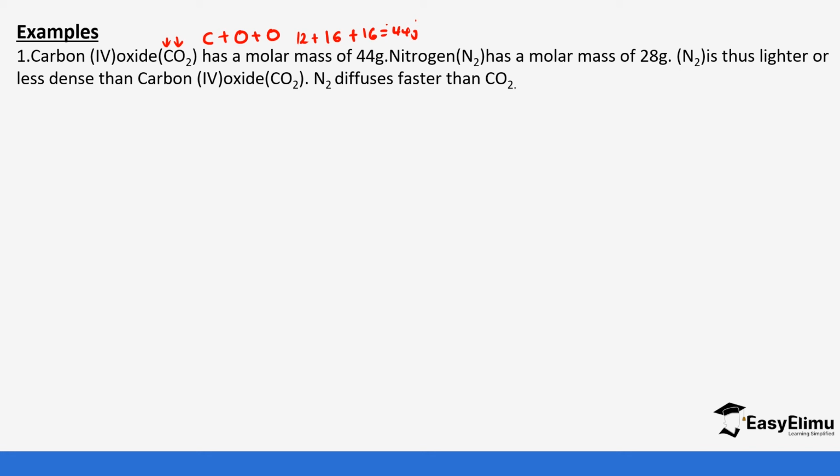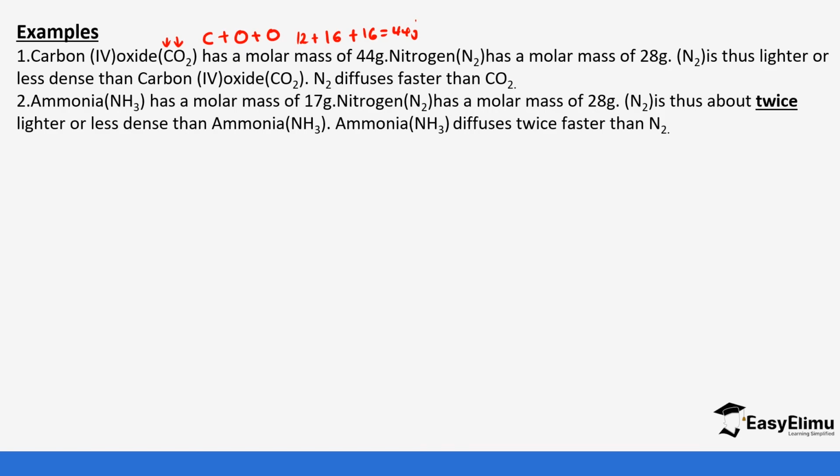And nitrogen has a molecular mass of 28. If you compare carbon dioxide and nitrogen, you notice carbon dioxide is very heavy, or denser, so it is going to diffuse less, while nitrogen, which has a molecular mass of 28 grams, is less dense, so it will diffuse faster. We also take another example of ammonia, which has a molecular mass of 17, and nitrogen, which has a molecular mass of 28. You notice that nitrogen will diffuse like twice. It's twice lighter, so it means it will diffuse twice faster than ammonia.